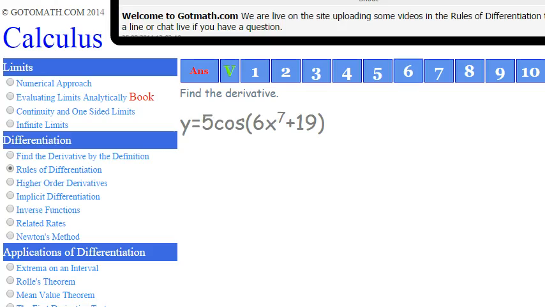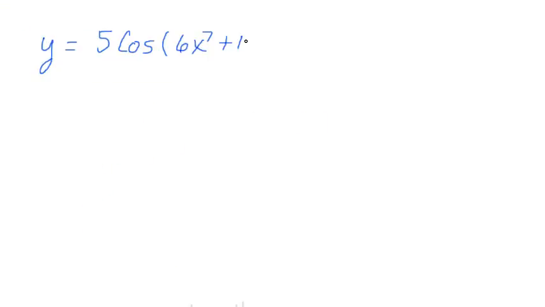So let's move over here to the whiteboard and try to write this out. We have y is equal to 5 cosine of 6x to the 7th plus, was that 19 or 9? 19. Okay. We'll make sure we get that part right.